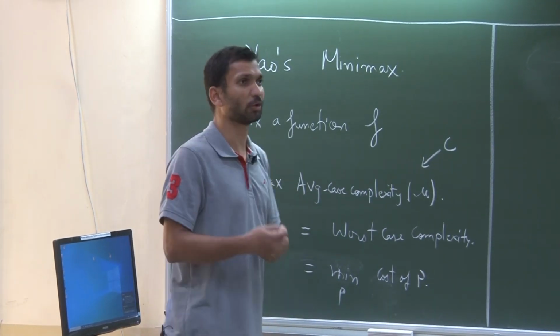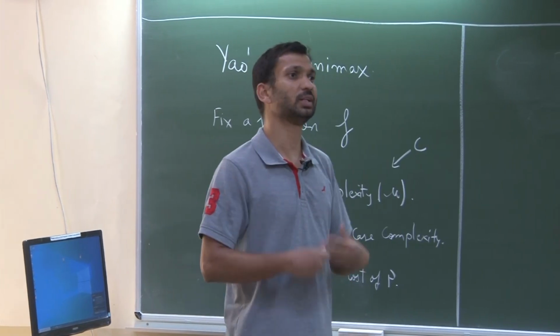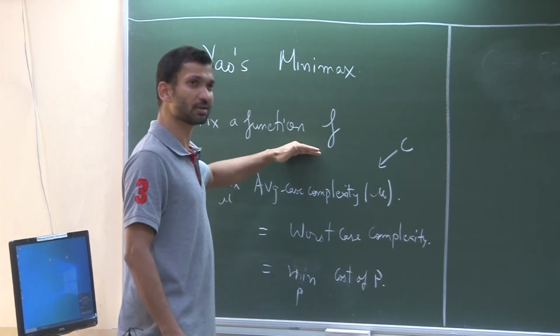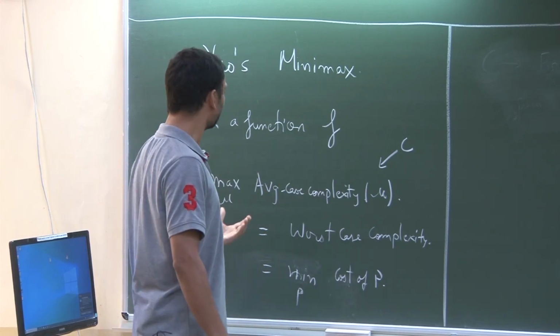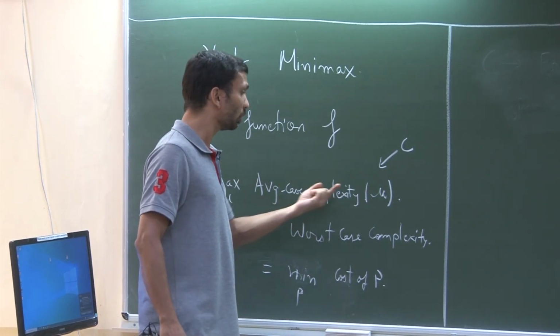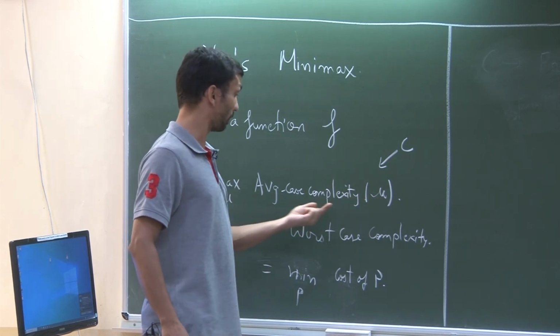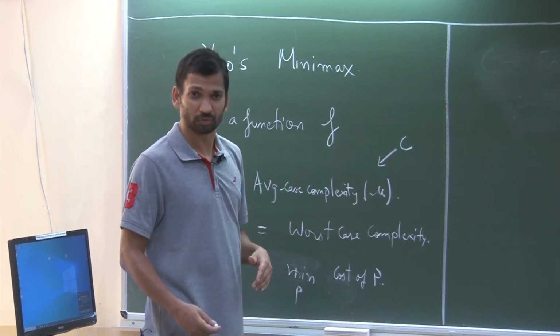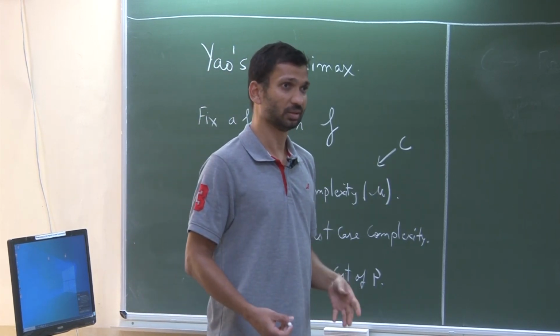We had defined the model of communication complexity. We said in the case of randomized communication complexity, if we fix a function f, then the maximum average case complexity over distribution mu is equal to the worst case complexity, right?